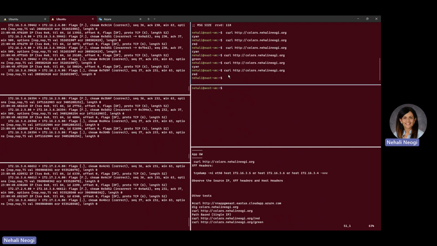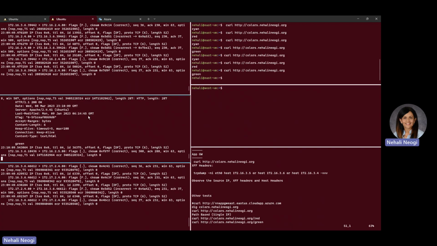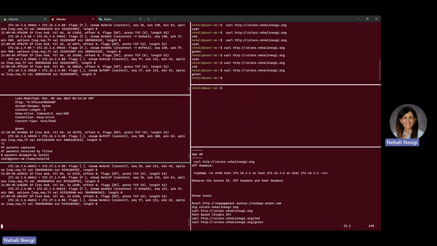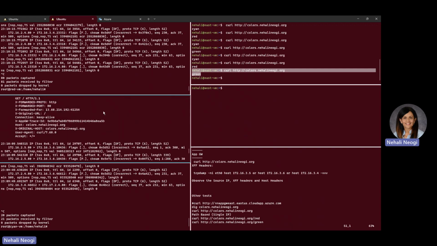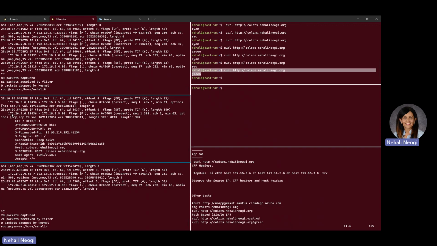So let's run the curl command again, see which VM we get. Okay, so we got green. Let's Control-C out of the packet captures and focus on the green VM that we got. Here on the green VM, you can see that the source IP is not preserved. The source IP is the IP of the application gateway, because application gateway is a layer 7 proxy. It terminates the connection and uses its own IP as the source IP, not the IP of the VM.